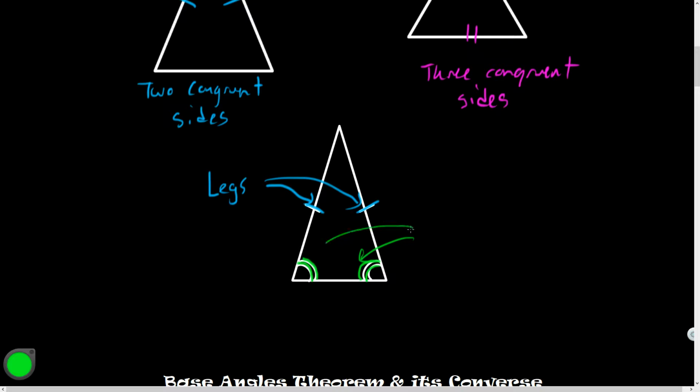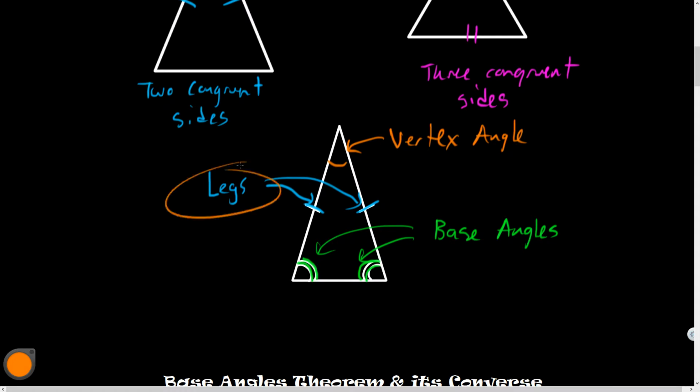They're going to be called base angles. And this angle up here is actually called the vertex angle. Lots of terminology. We'll be using base angles a lot. I might say legs sometimes. And these are called base angles because this little bottom of the triangle, what do you think we call that? Base.